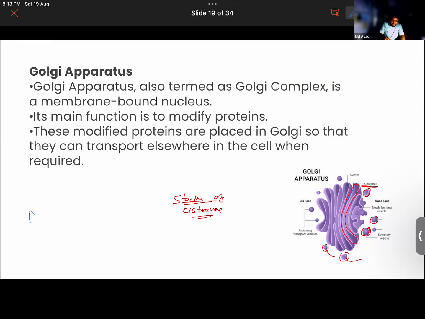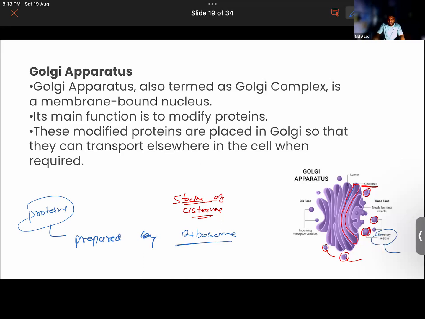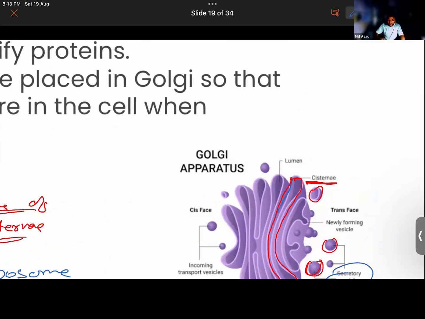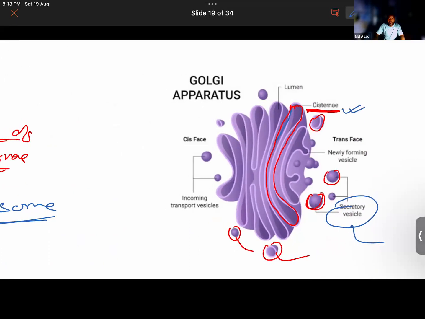So proteins are being prepared by ribosomes. Please don't get confused. Just for the moment, remember this term. No need to remember the secretory vesicle, you can forget it, no issue. But remember this name, ribosome. Don't forget this term. In the definition, it will help you. You can simply say that Golgi apparatus are membrane bound structures, and they appear in the form of stacks of cisternae. Getting it?